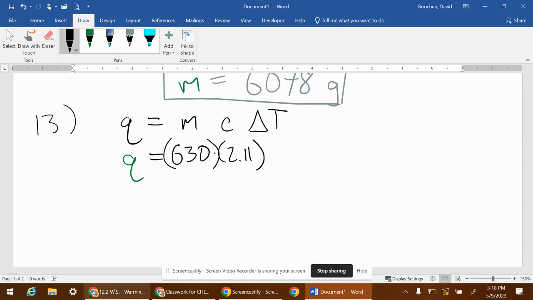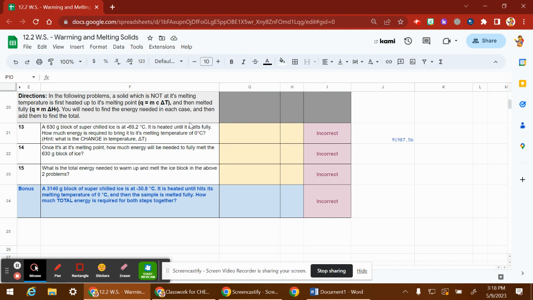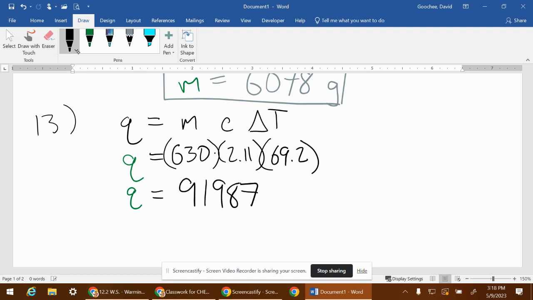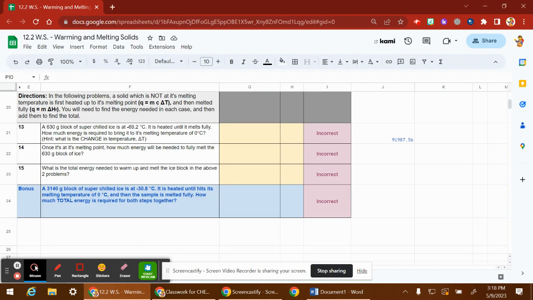And the change in temperature of this ice is, well, if it goes from negative 69.2 to 0, that's an increase of 69.2. And we just multiply that together. 630 grams of ice times 2.11 joules for every gram you want to increase, times 69.2 total degrees you are increasing it by. And we get 91,987.6 joules of energy.